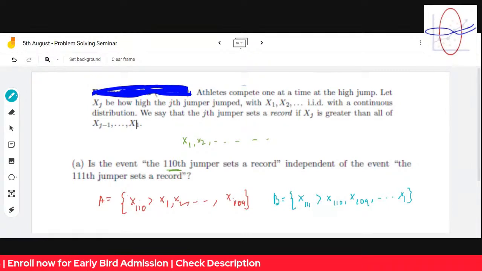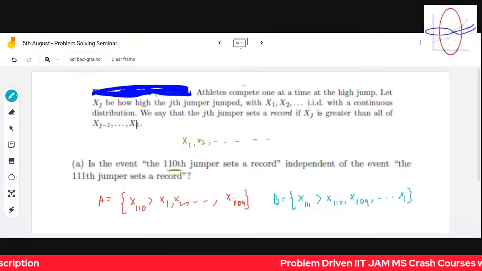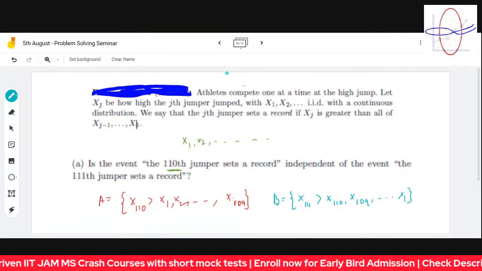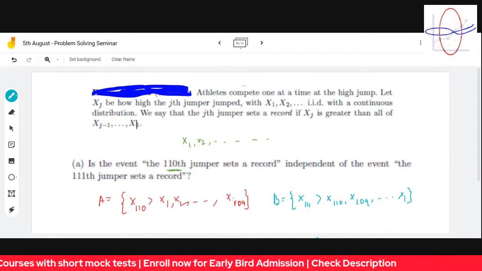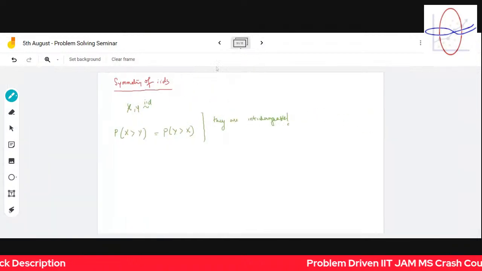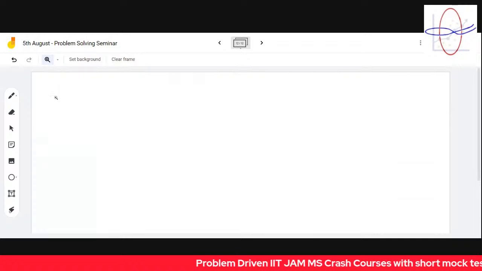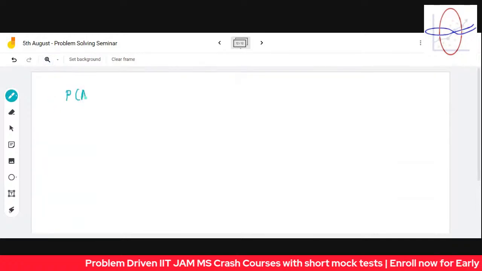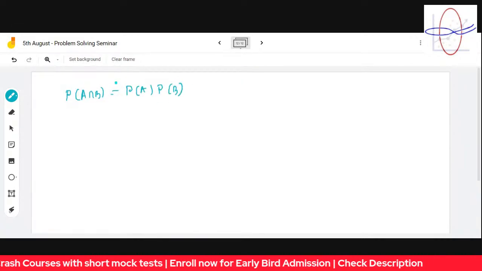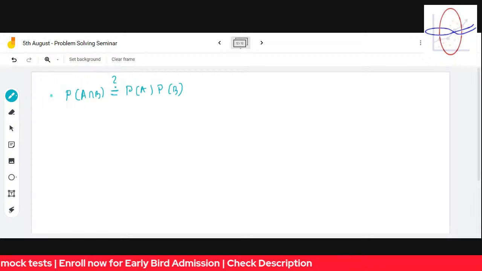So how can you say they are dependent or independent of each other? We have to now mathematically and probabilistically show that. How do we model this aspect? We need to check whether the probability of A intersection B is equal to the probability of A times the probability of B. We need to ask ourselves whether this is true or not.